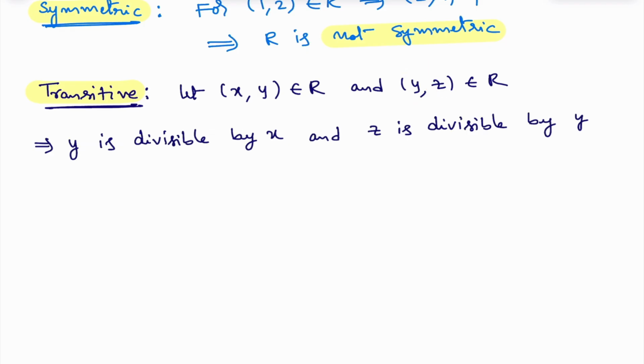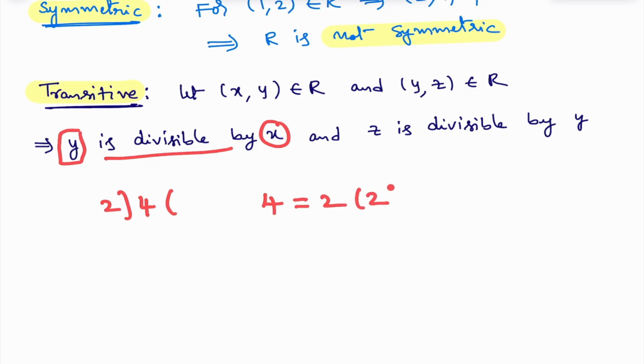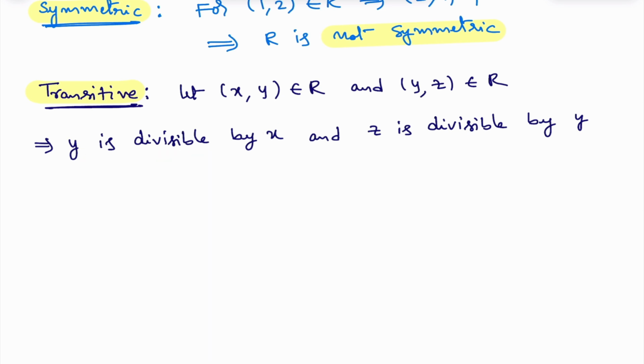Here you need to know a few basic things. If y is divisible by x, suppose 4 is divisible by 2. If 4 is divisible by 2, 4 can be written as a multiple of 2: 2 into 2, 2 into some integer. This is an integer. Please try to understand. As y is divisible by x, you need to know that y is a multiple of x. I'll write here y equals x into k1. Here k1 is an integer, right? And as we know z is divisible by y, z can be written as a multiple of y into some integer.